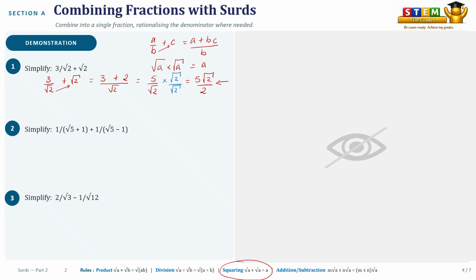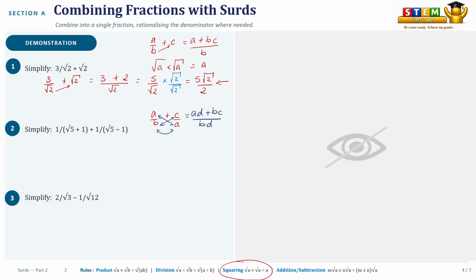Now, second question. This is quite similar to a over b plus c over d. So we're going to use the smiley method. What is the smiley method? We're going to cross multiply a and d, cross multiply b and c, and here's the smile, b times d. So let's do that again. A multiplied by d, so ad, b multiplied by c, so that's going to be bc, and that's over bd.